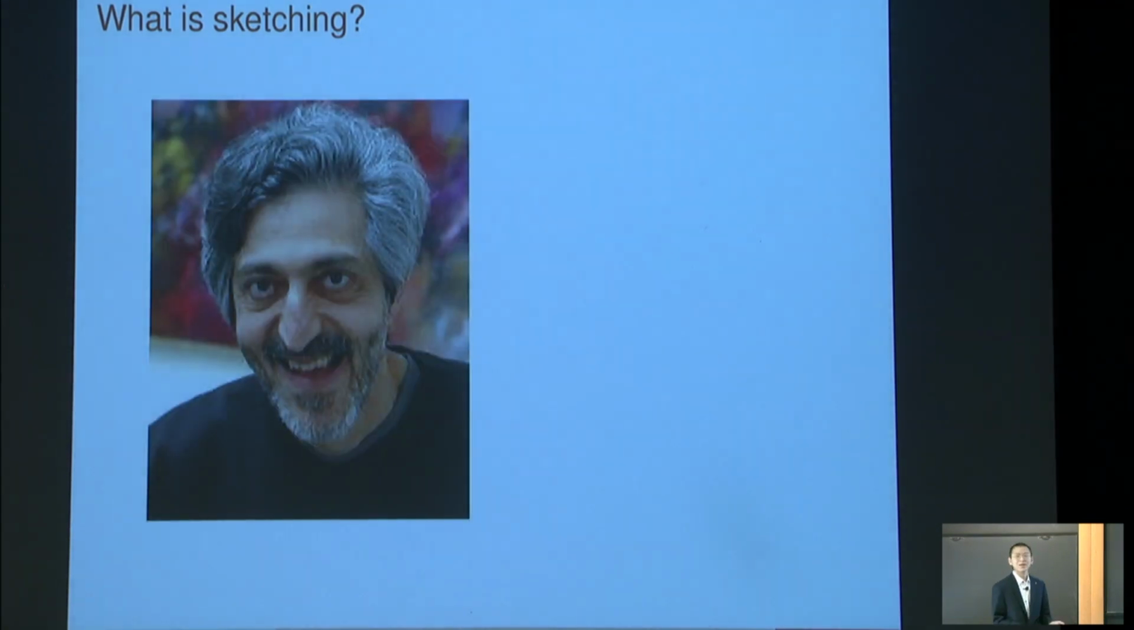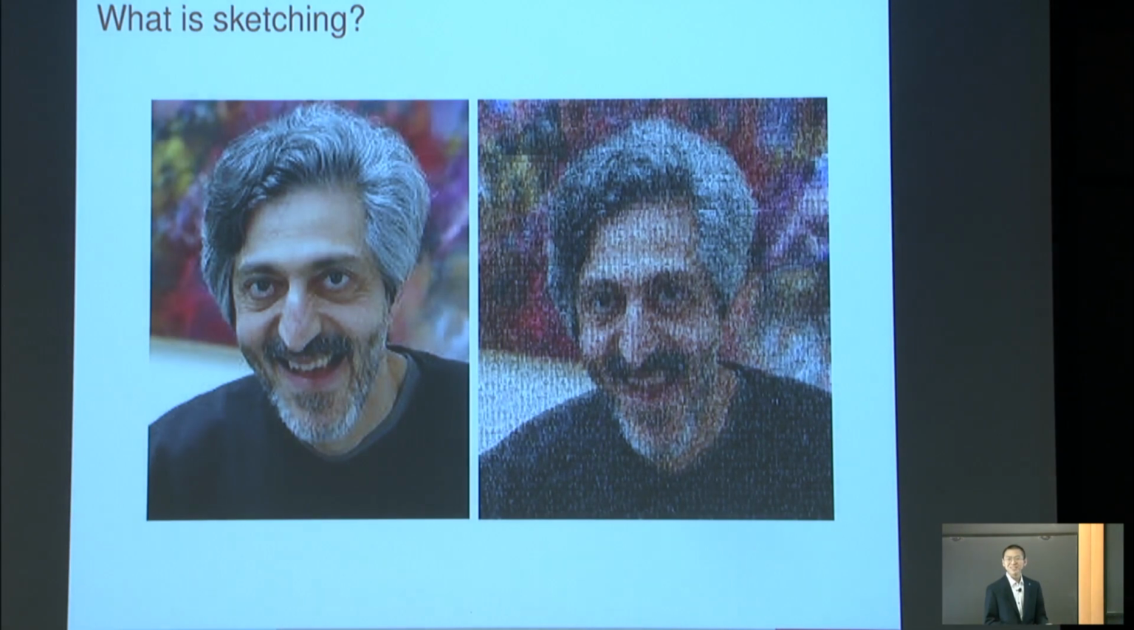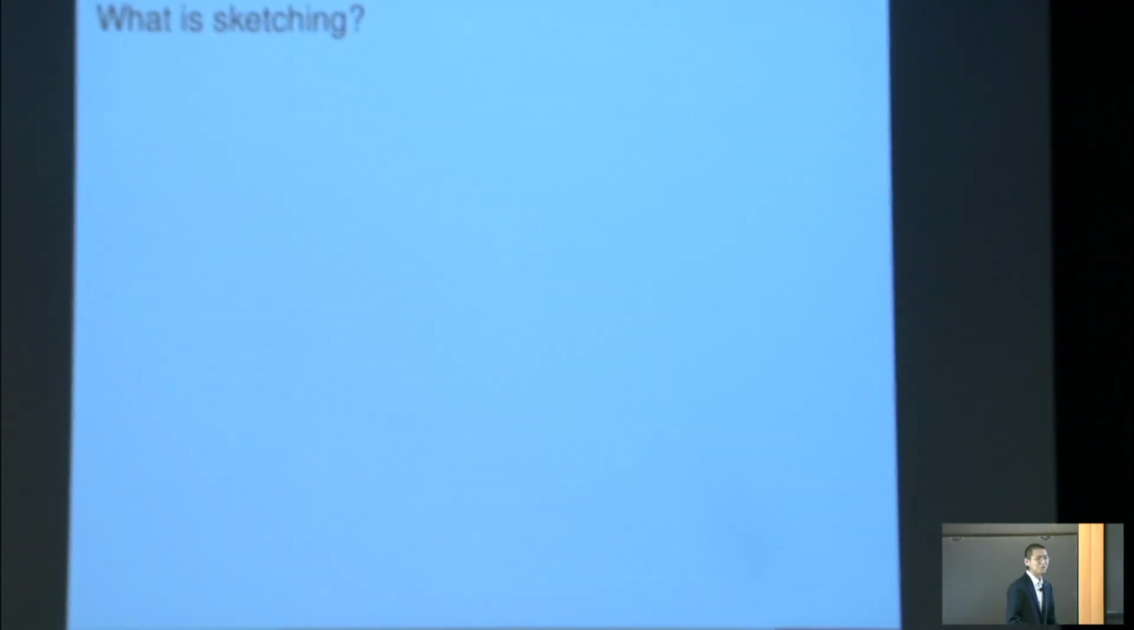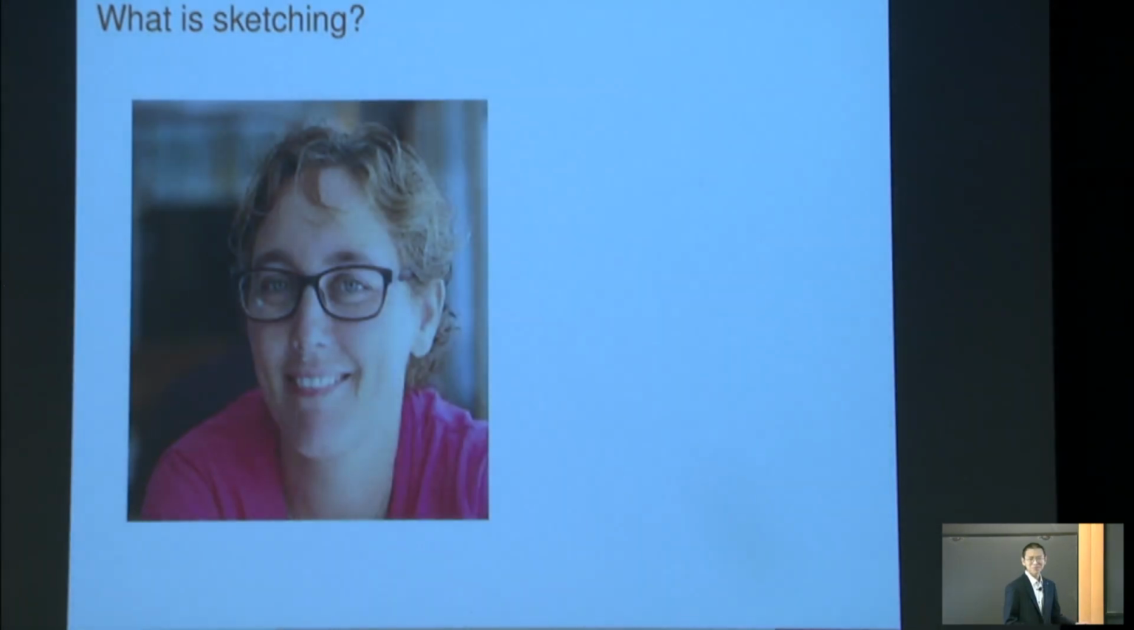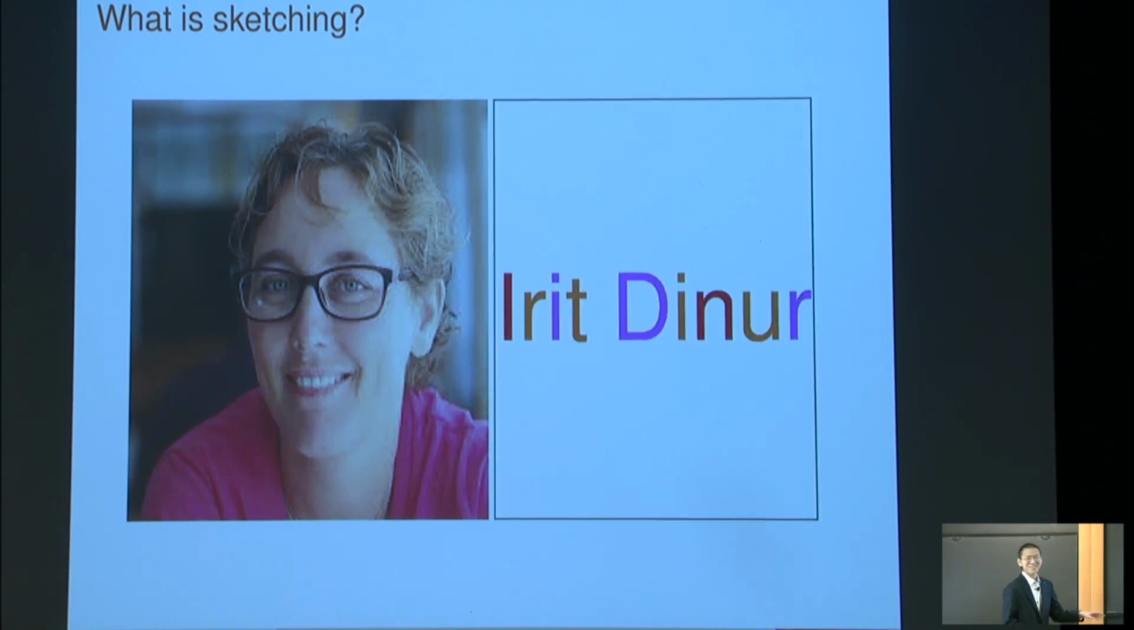For example, if you have a picture of Avi Wigderson, who a few years ago had his 60th birthday, people made a picture where every pixel in the new picture is one of his co-authors. This is one way to sketch. There is another way. If we have this picture, can anyone guess what a sketch is? What I will do is keep the color and write the name there. You can still tell who it is, right?